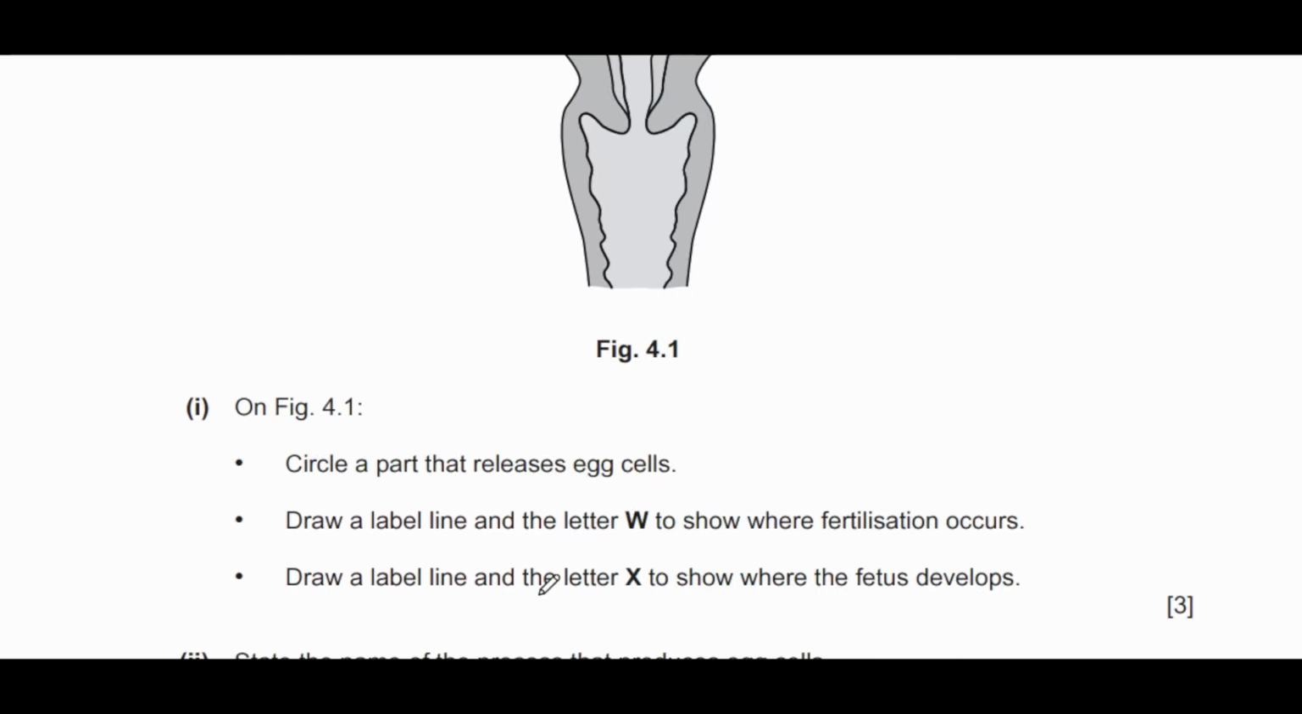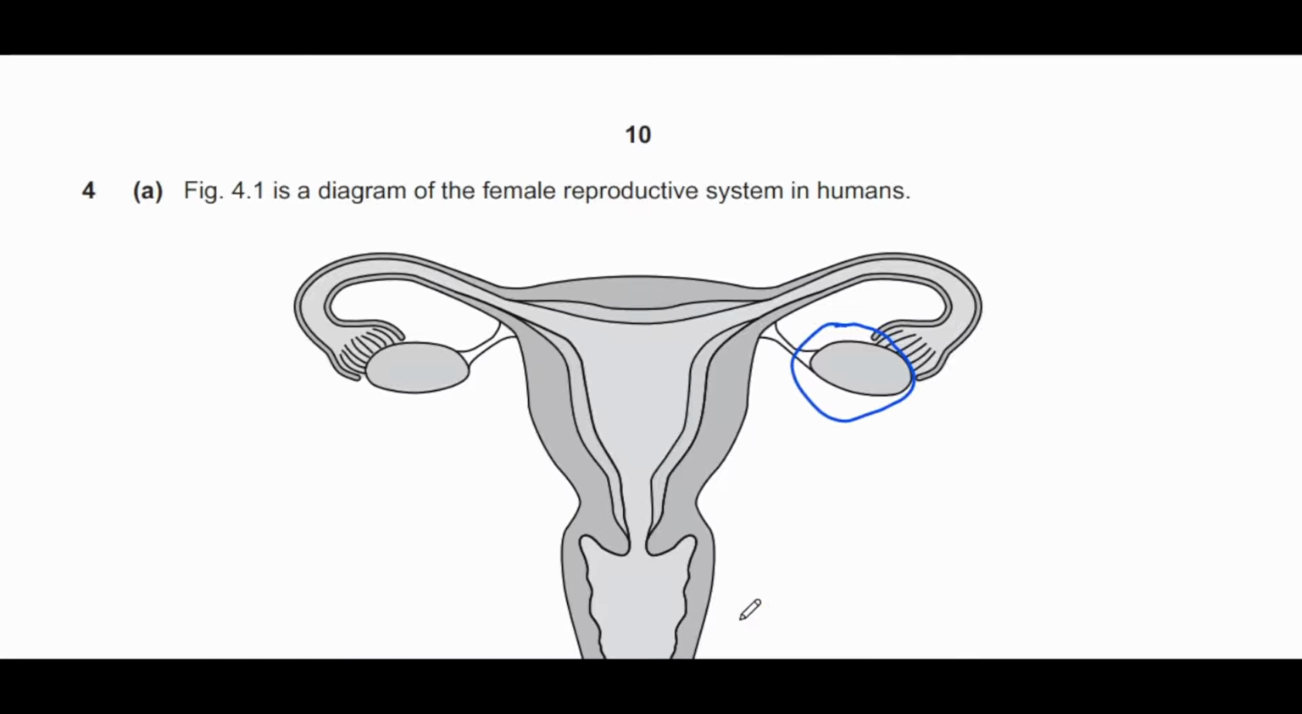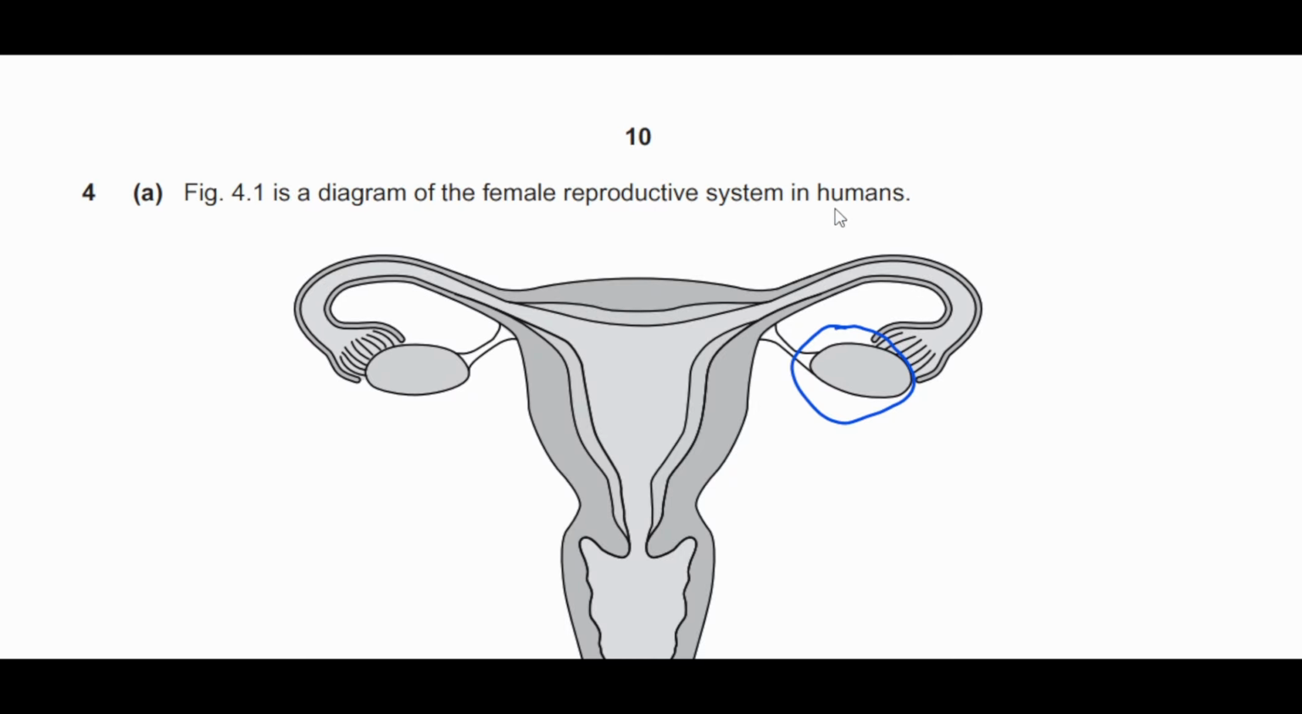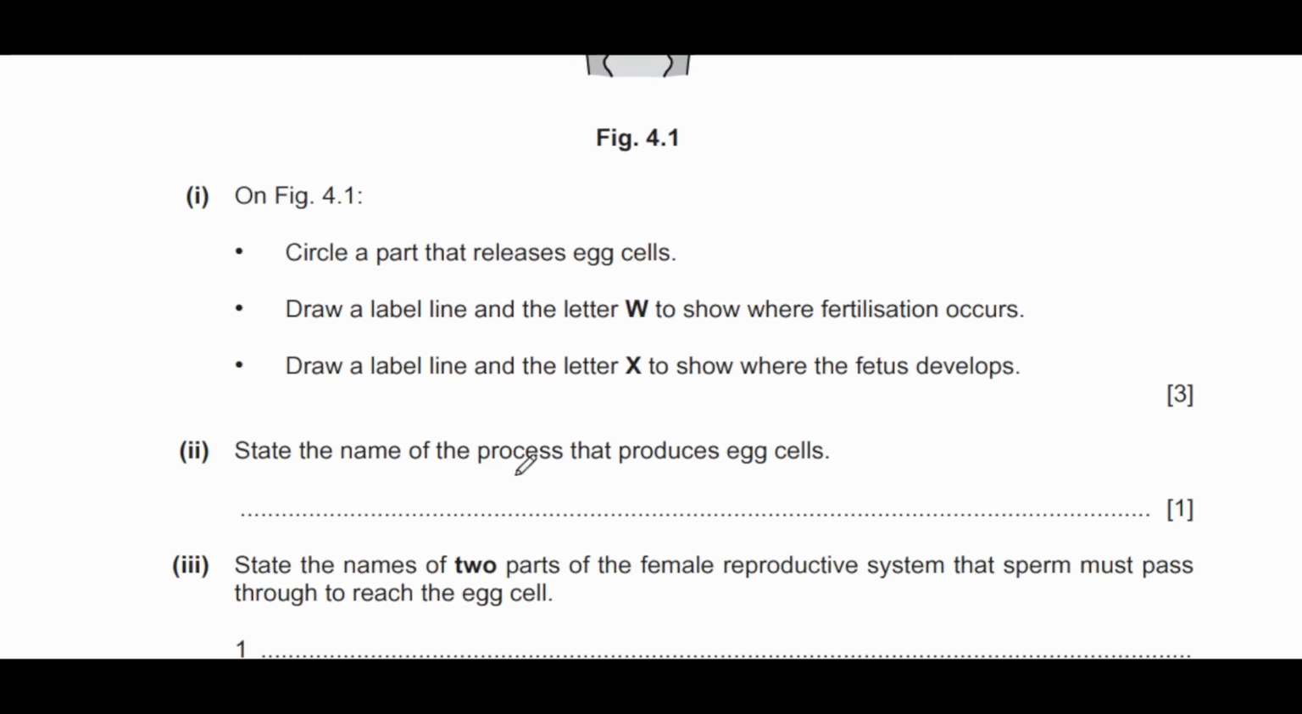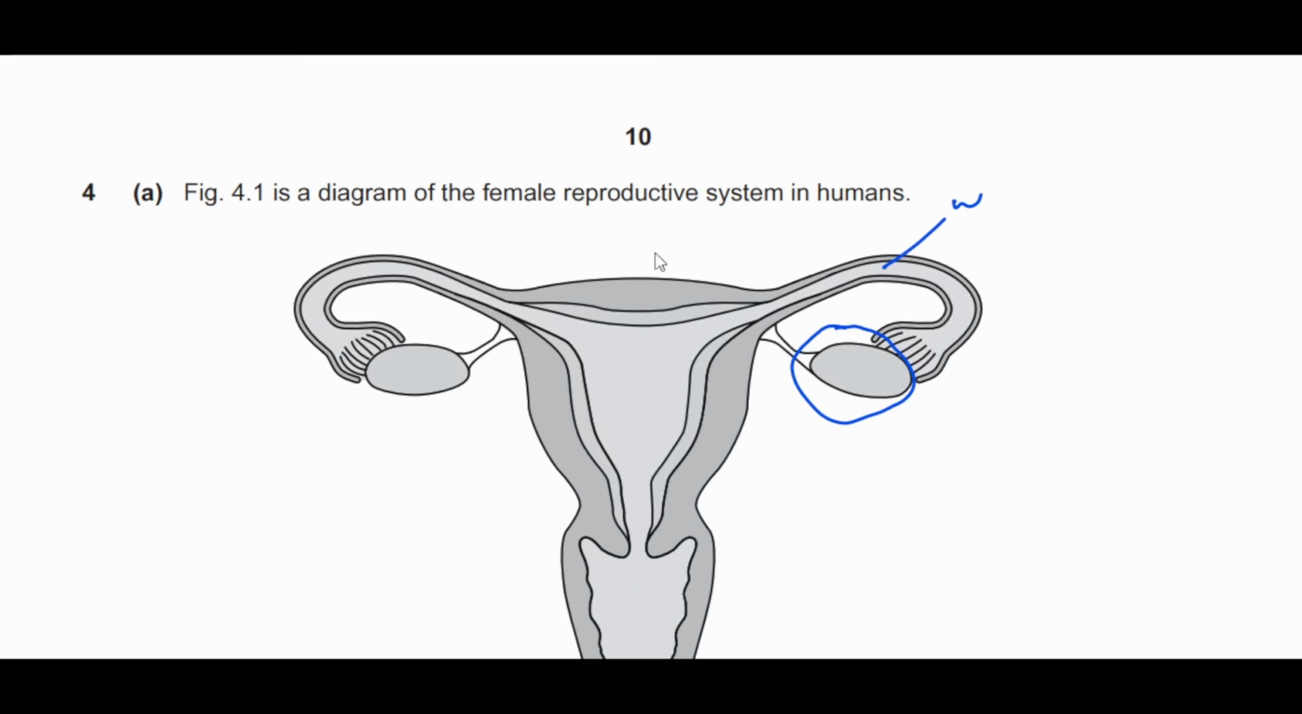Draw a label line and the letter W to show where fertilization occurs. So, fertilization will occur here. Right? This is known as the fallopian tube or the oviduct. Okay, here is where fertilization will occur. Draw a label line and the letter X to show where the fetus develops. It will be here. Okay, you have to draw inside this lining. Okay, the fetus will develop inside the uterus lining. So this is X.